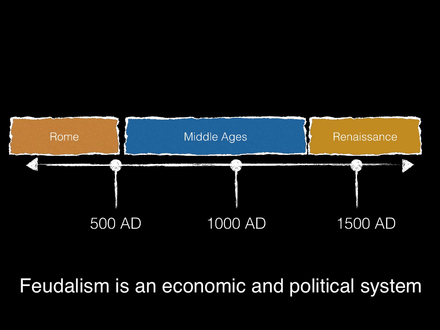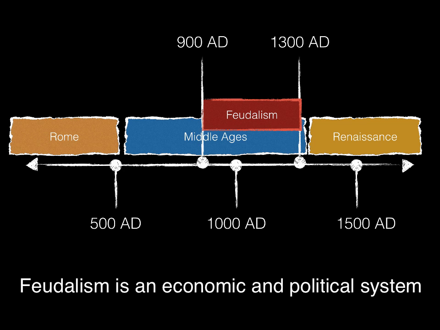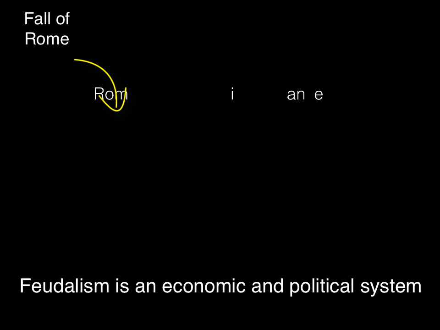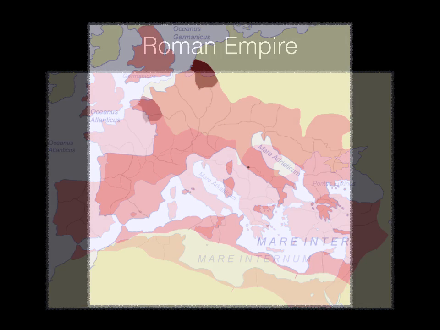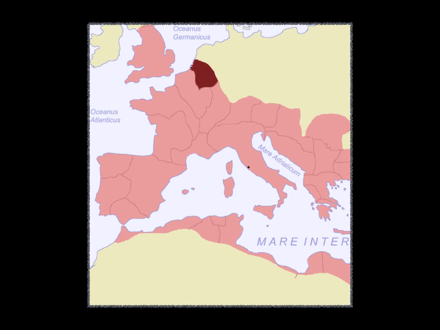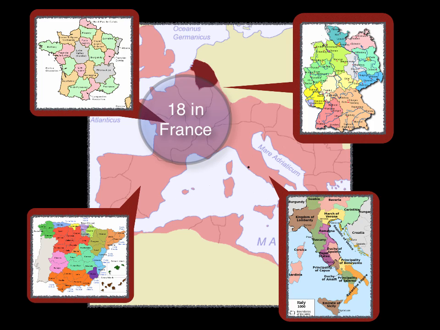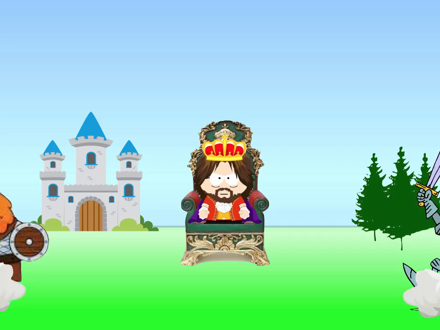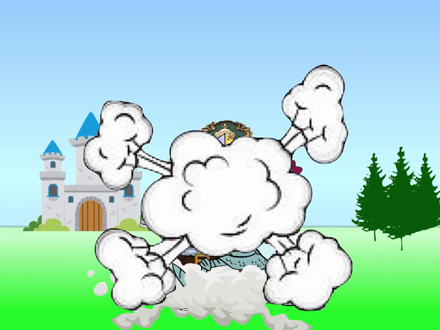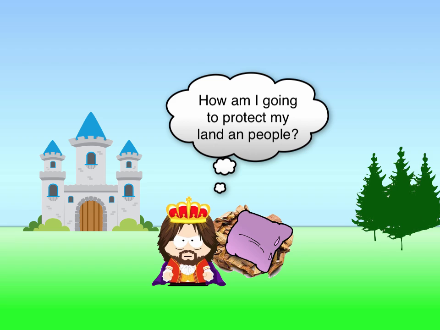Feudalism is the economic and political system that dominated Western Europe from about 900 to 1300 AD, during the height of the Middle Ages. It started with the fall of the Roman Empire. For hundreds of years, Europe was unified under one government, but the Roman Empire fell apart around 500 AD. After this, Europe broke into a dozen independent kingdoms. The leaders of the new countries had a hard time keeping their countries safe and united. The feudal system helped solve these problems.